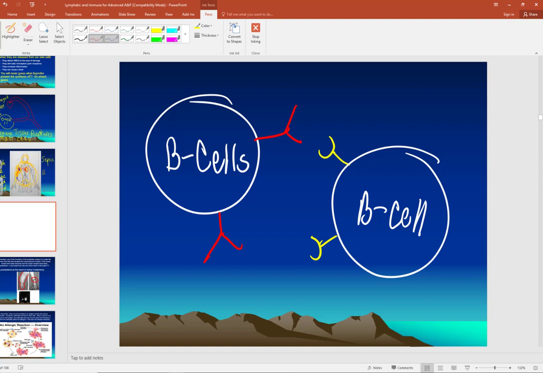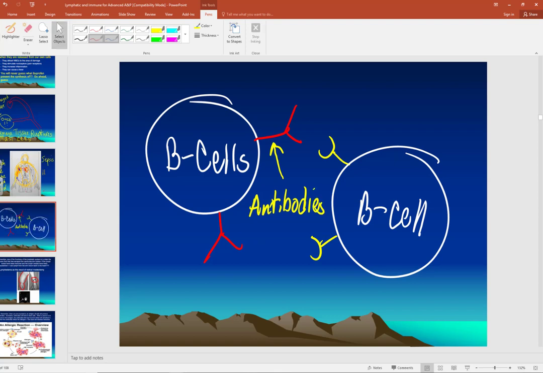All right, I'll simplify things. B cells, there's a bunch of them floating around in your body, in your lymph. You with me? Embedded in the cell membrane of this B cell are these little receptors. These little receptors are actually antibodies. So antibodies are proteins. You following so far?